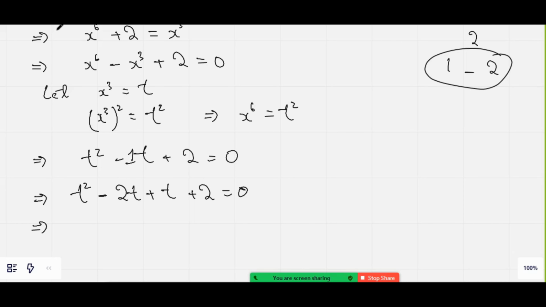In the first 2 terms, t is coming common, you take it out. T minus 2 is left. Plus is copied as it is. Now in the last 2 terms, nothing is coming common. It means 1 is there. There's no need to write 1, it's understood.